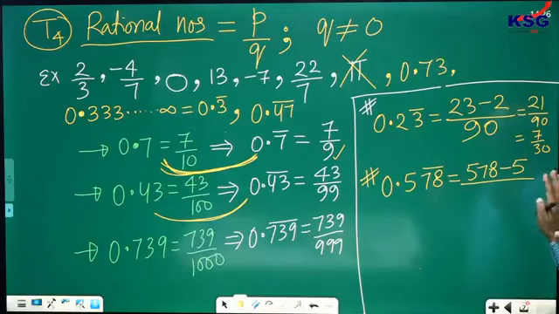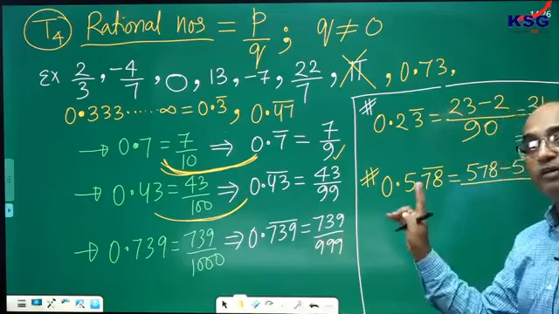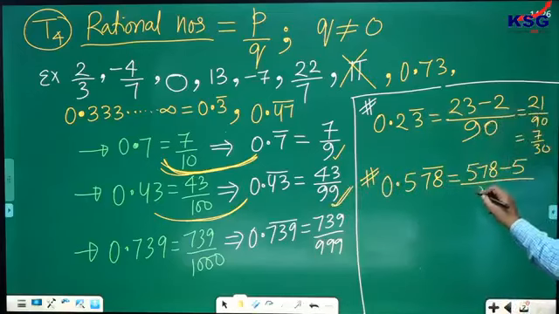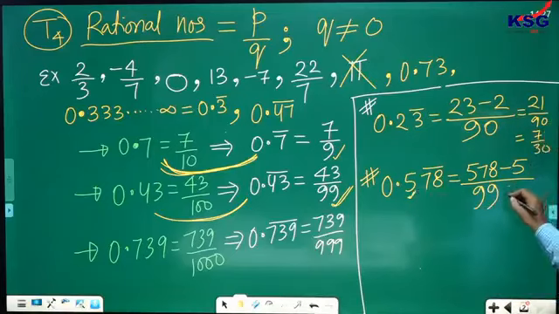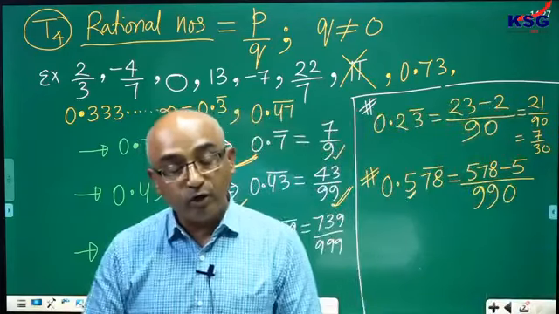So the numerator is done. Now focus on the denominator. Two digits, 7 and 8, are under the bar, so for 2 digits put double 9 in the denominator. And only 1 digit is free from the bar, so for 1 digit put 10. So this is the value of 0.578 bar.